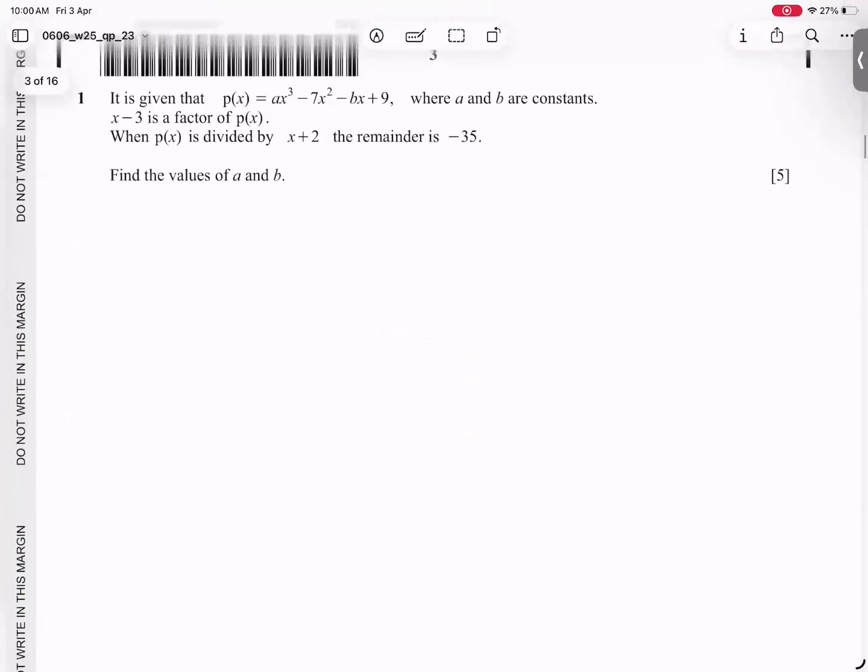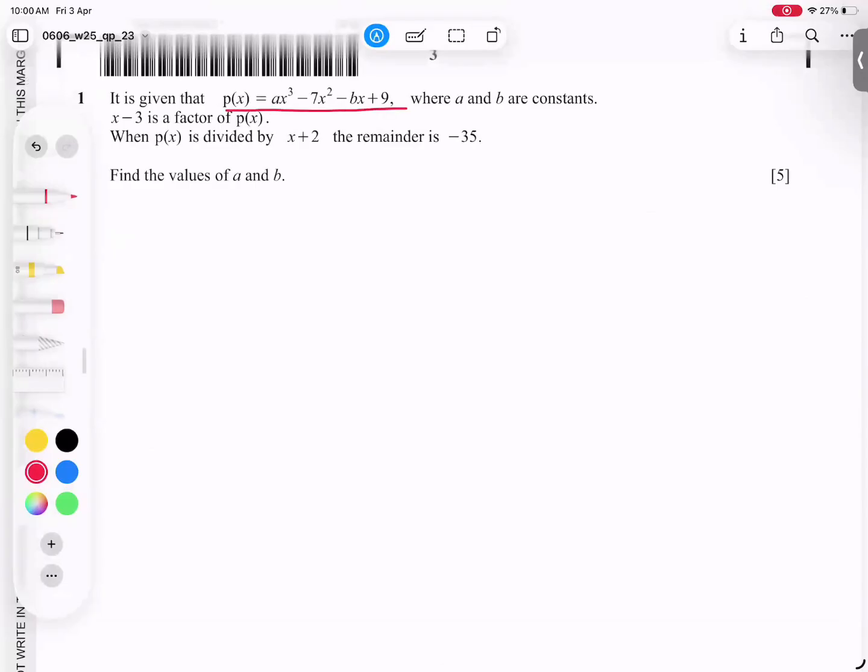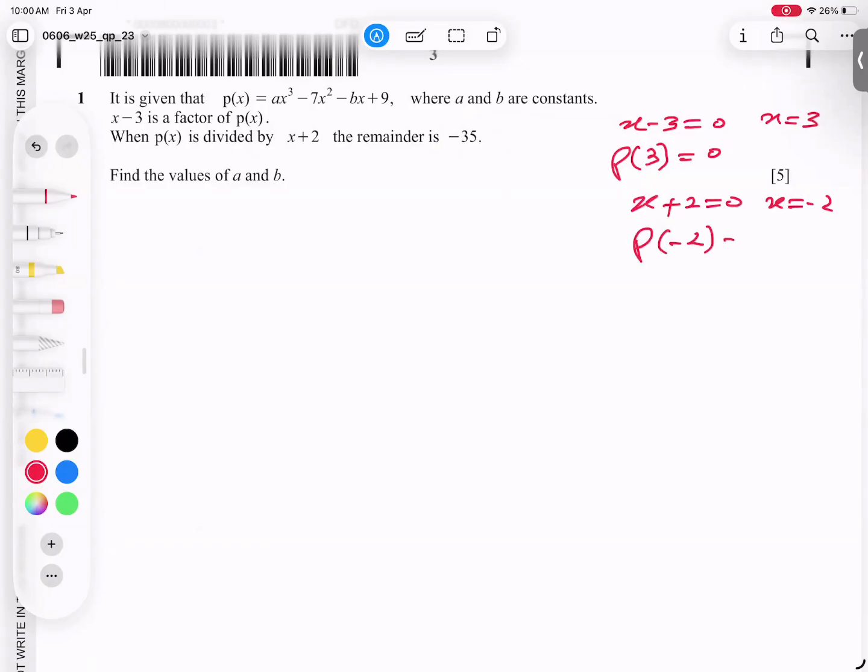Okay, question number 1. He has given P of X, where A and B are constants, and this is a factor. Whenever a factor comes, it means when I plug in this equal to 0, I get X is equal to 3. And remainder means P of 3 is equal to 0, because of the word factor. And he said when divided by this, the remainder is this one. So when I put this equal to 0, I get X is equal to -2, but the remainder is -35. So P of -2 is equal to -35. So I have two pieces of information.